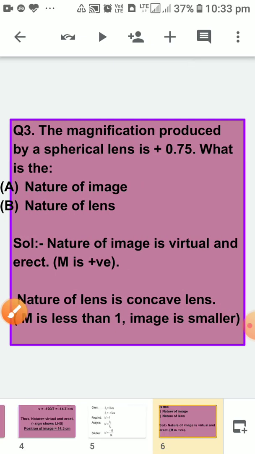The next numerical is: the magnification produced by a spherical lens is plus 0.75. What is the nature of the image? What is the nature of the lens?